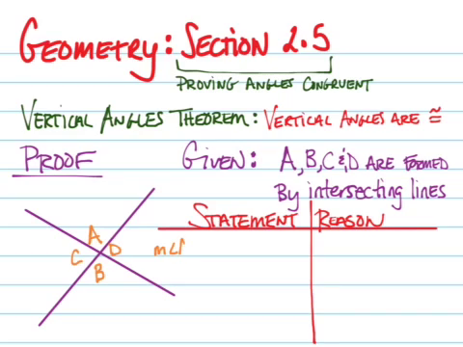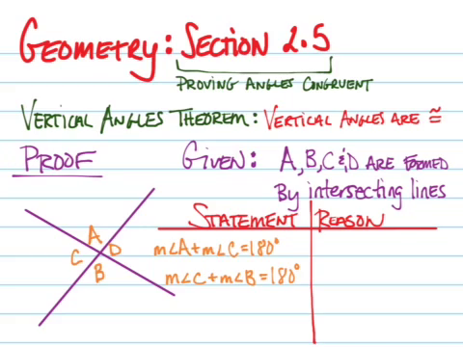All right, so we're given A, B, C, and D are formed by intersecting lines. And I'm going to divide this up into what's called a two-column proof. I have my statements on the left, and I have to put my reasoning on the right. So my first statement is that the measure of angle A and C add up to 180 degrees. My second one is that C and B add up to 180 degrees. And I want to think about, why is that true? What am I saying that makes that true? What's my reason?